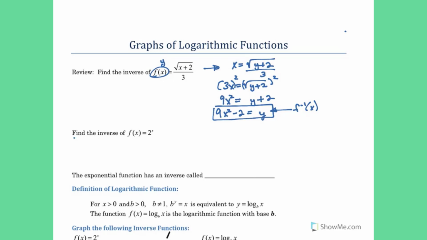Well, can we apply the same process to our exponential functions? Well, let's give it a go. So we have y equals 2 to the x. Then we replace x with y and y with x. Now somehow we have to isolate y. We really don't have a way to do that until now.